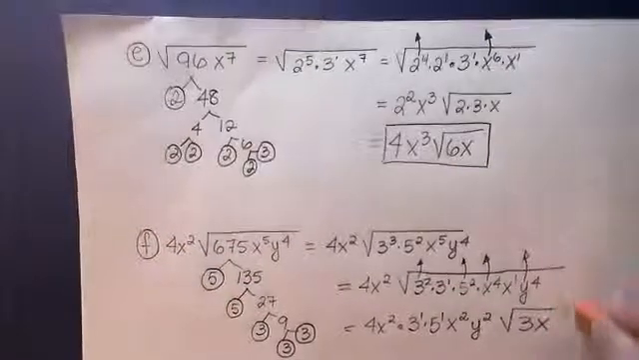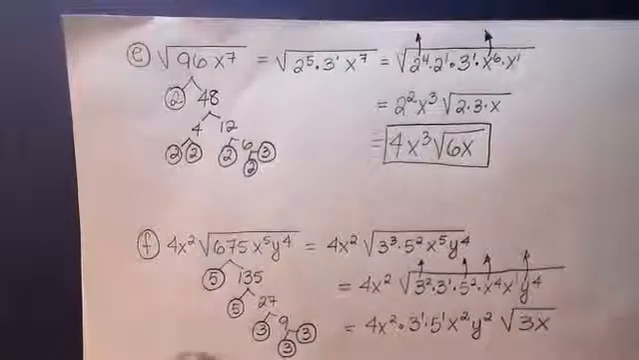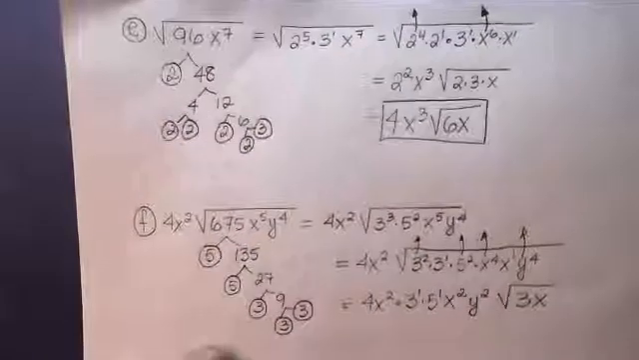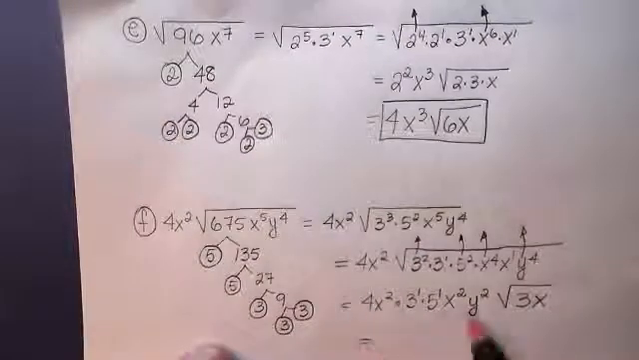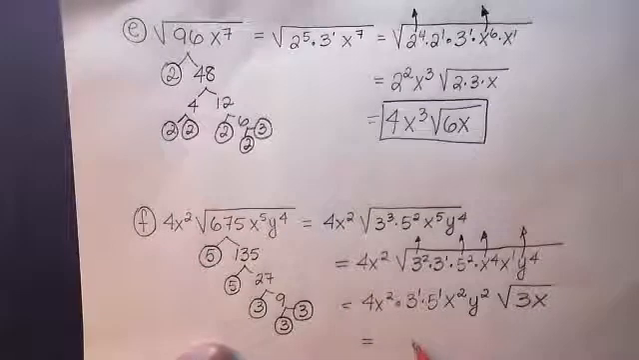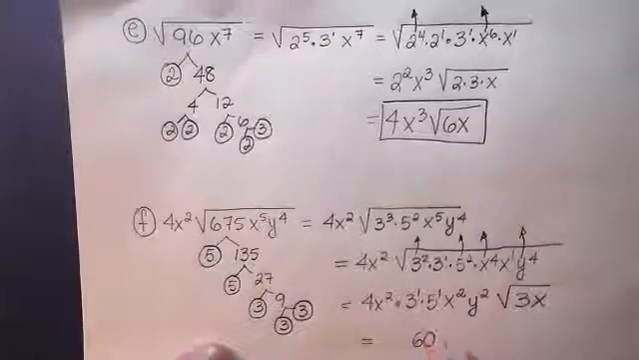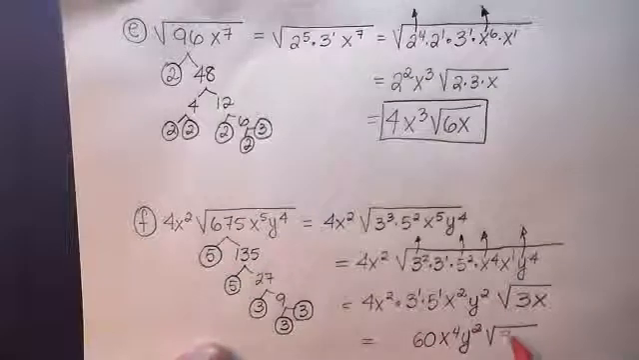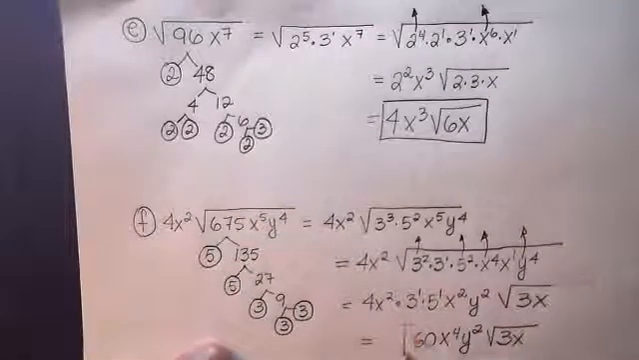Okay? Alright. So now, with that, we get, I'm going to combine these numbers here. So 4 times 3 times 5 is 60. I'm going to have x to the fourth. I'm going to have y to the second. And inside the radical is going to be 3x.